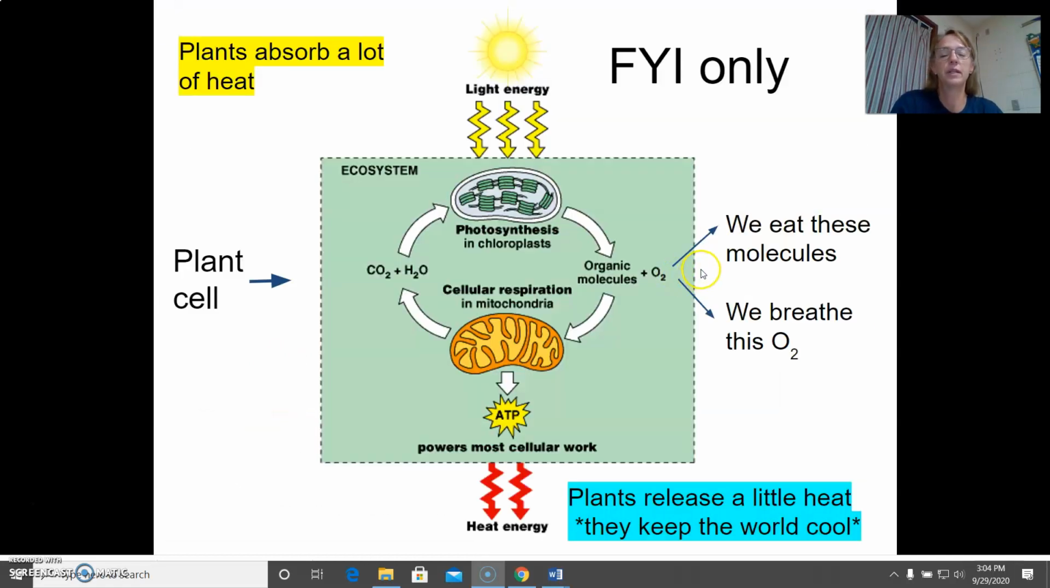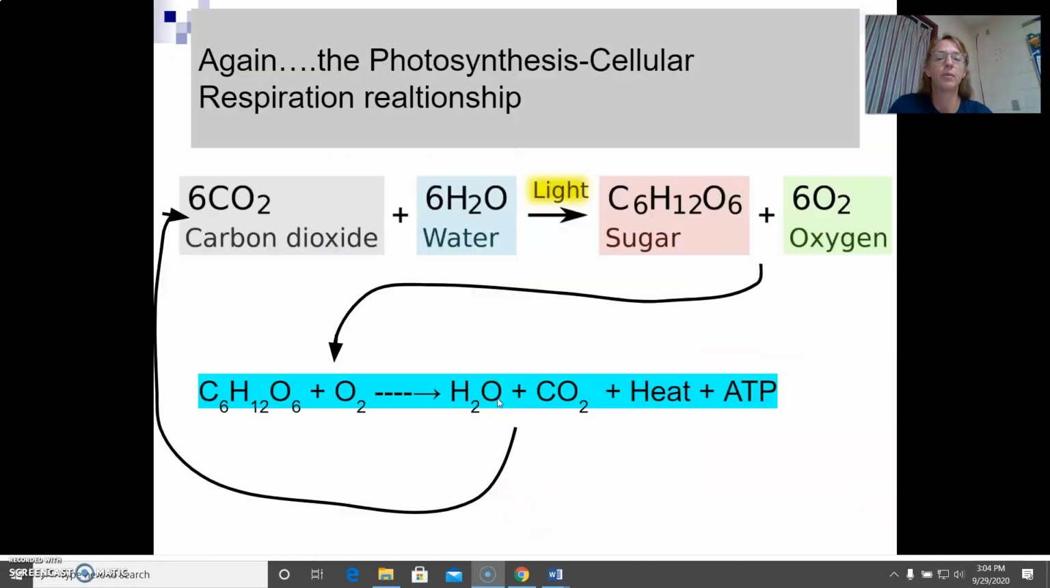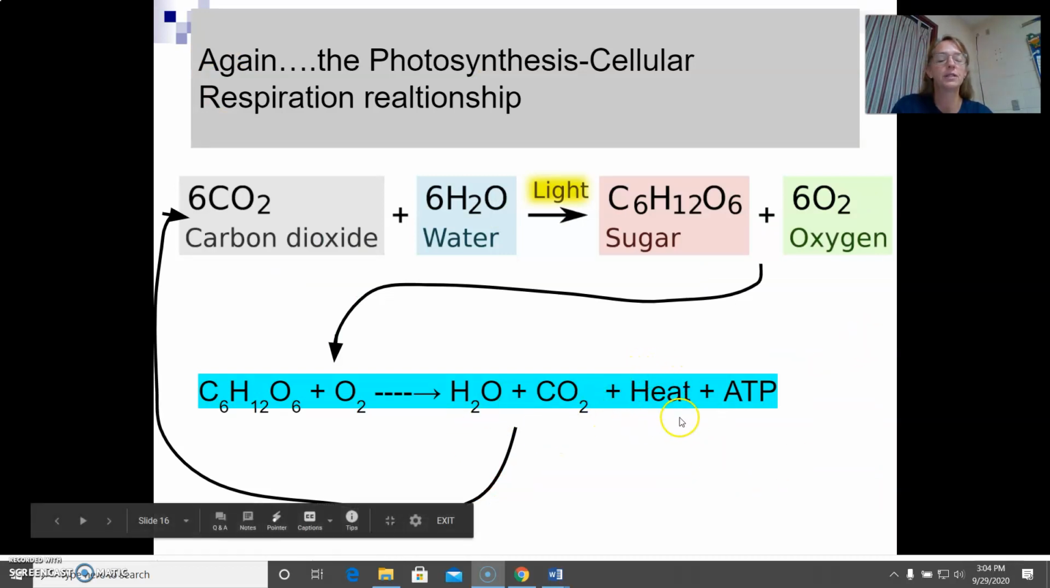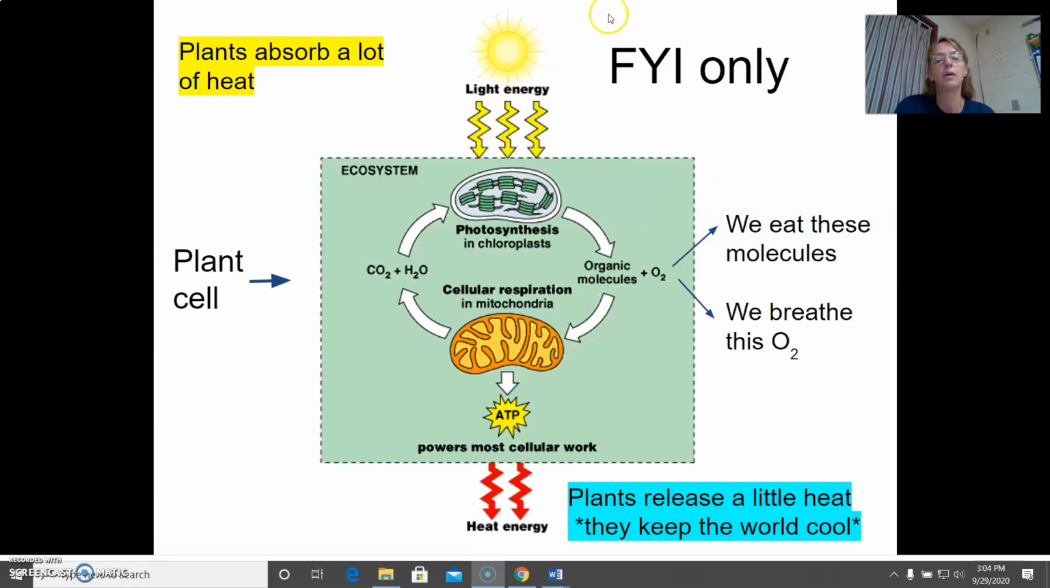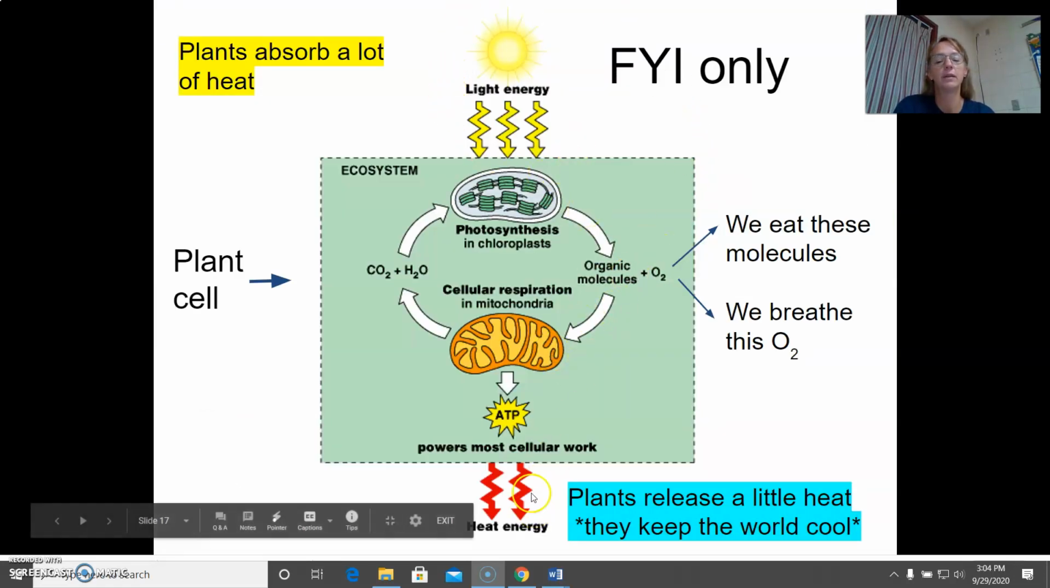Here's another interesting thing that plants do for us. We know that plants take in all of the energy from the sun, and they do photosynthesis. If you noticed in cellular respiration, one of the products is heat. And plants do this. So plants actually release a little bit of heat back to the world, but not very much. Plants absorb tons of heat. They do release a little bit, but in general, plants actually keep our world cool.